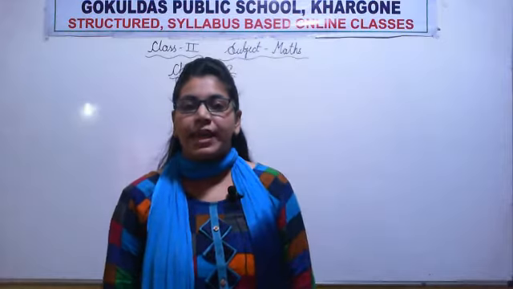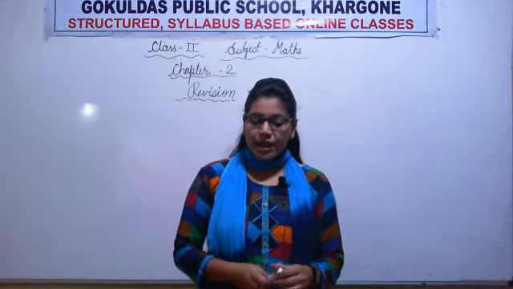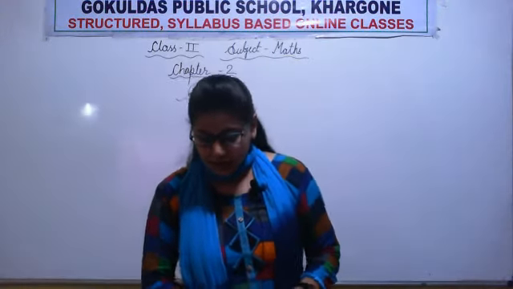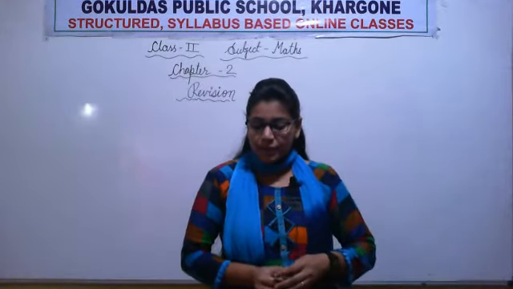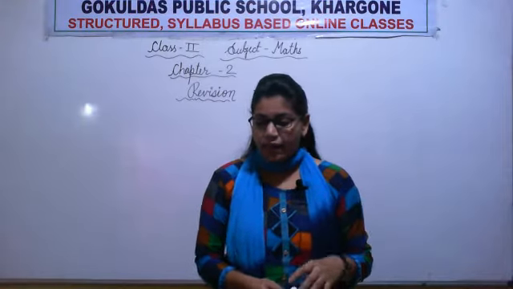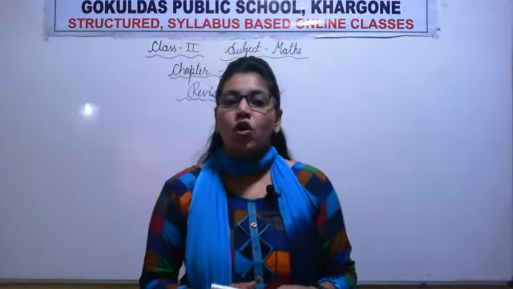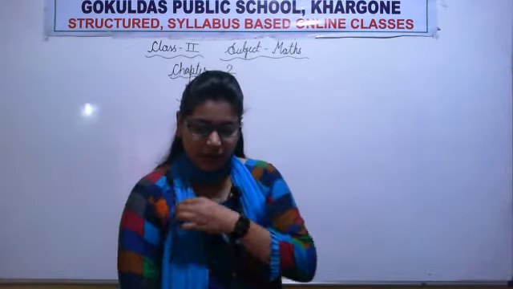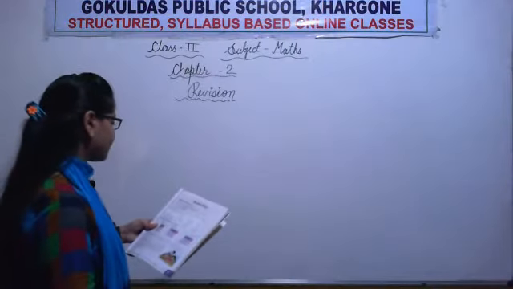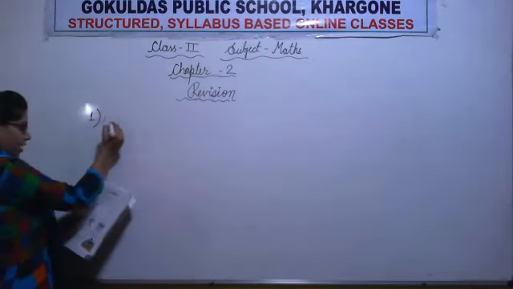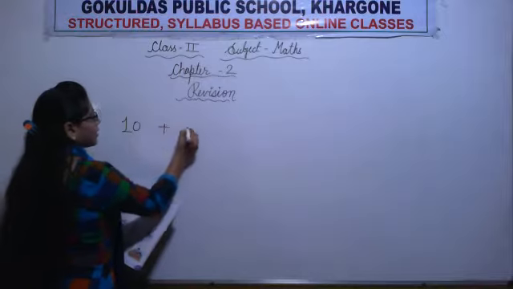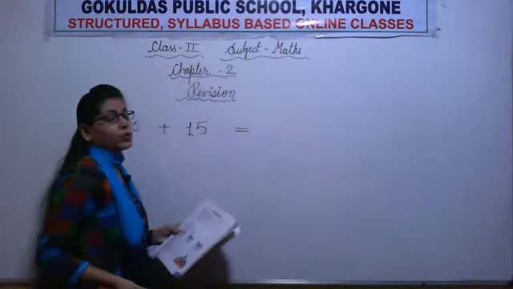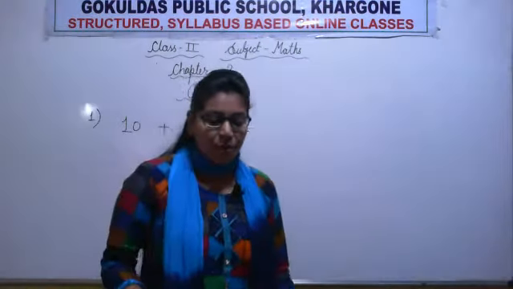So let's begin. Question number 1 is multiple choice questions. There are 3 multiple choice questions. A question is given and 4 options are there, so we have to find the correct one by solving the question. The first one is 10 plus 15 is equal to. Remember order property.